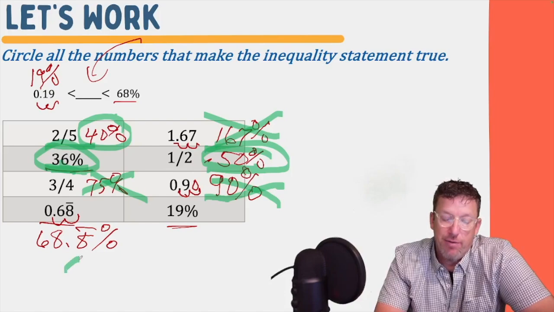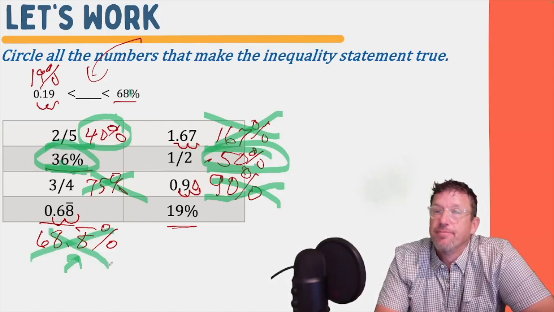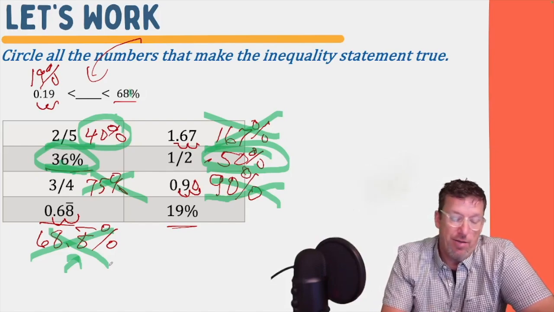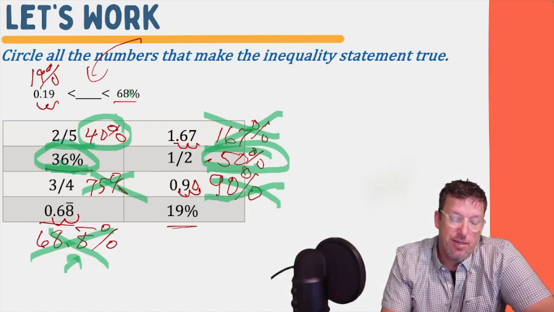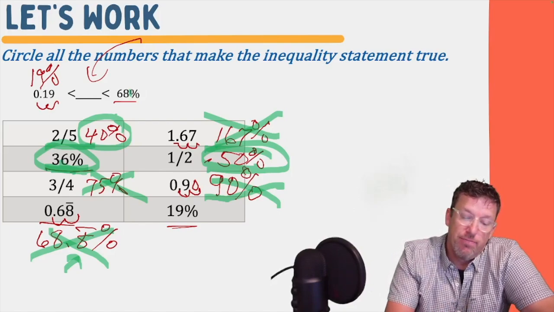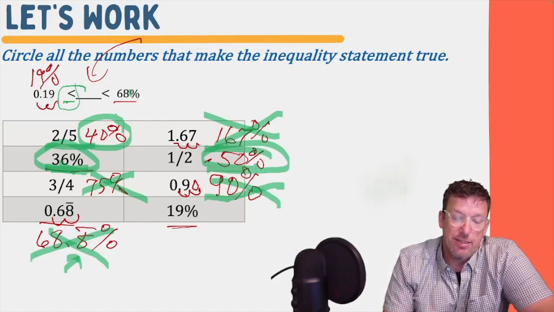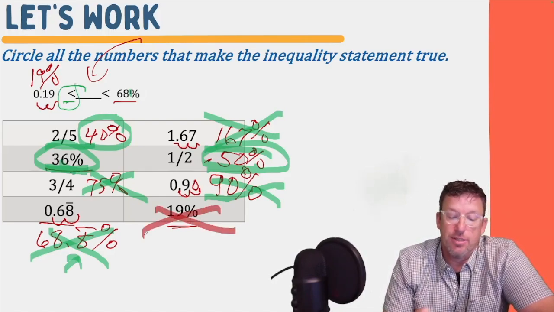Tried to trick you with that one. This .8 means it's bigger than 68. It's a little bit more than, it's 68 and some. So that one will not work. And will 19% work? No, because it's the same value as that one. Now, remember, if there was a line right here up top, that would mean less than or equal to, but it does not say less than or equal to, so therefore this one does not work.